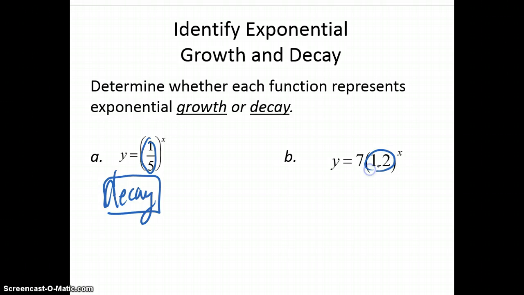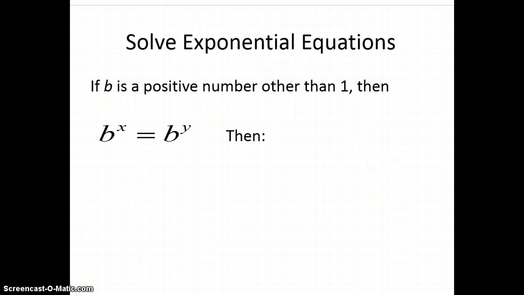On B, if you do 1.2 and you keep multiplying it times itself, it'll be a growth. B greater than 1 is growth. B less than 1 is decay. In this section, we're also going to solve exponential equations.